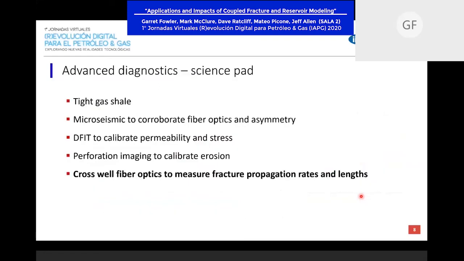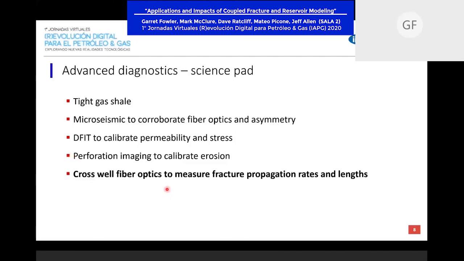So maybe in contrast, I'll then bring an example of a very heavily diagnosed science pad. So this was a tight gas shale. We had microseismic, which we used to corroborate fiber optics that they had in offsetting wells, a DFIT to calibrate permeability and stress, but then we had these direct measurements. So they had optical imaging of the perforations before and after the stimulation to measure erosion and how much the casing has eroded, as well as the cross-well fiber optics.